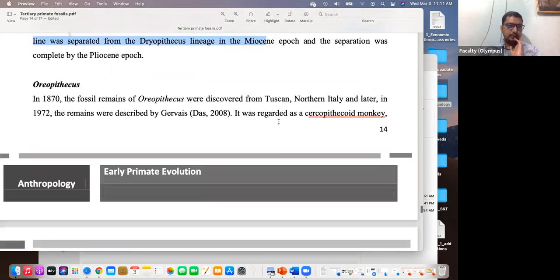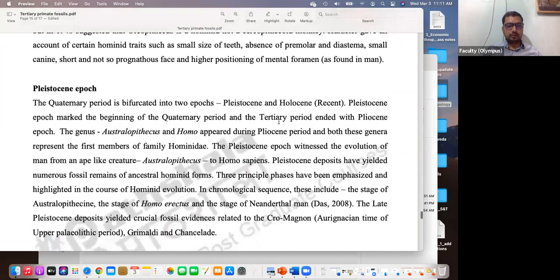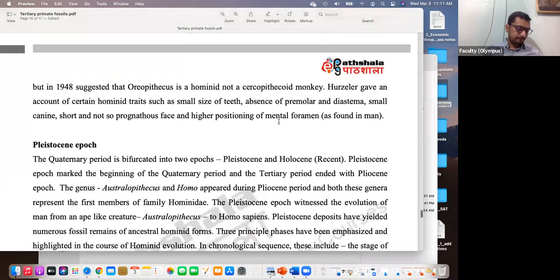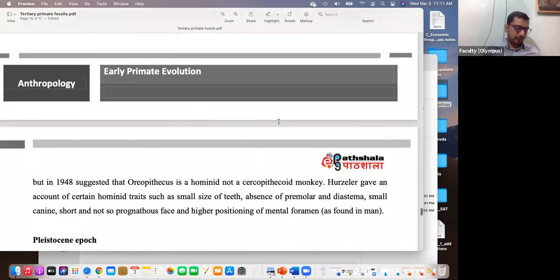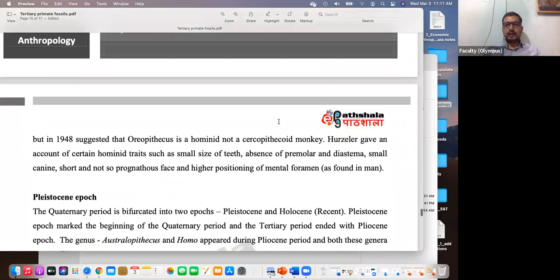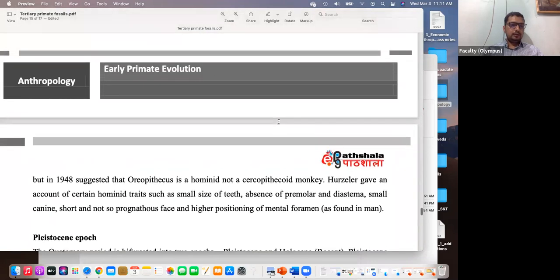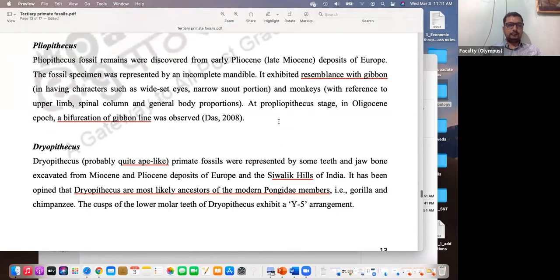Similarly, there were others like Oreopithecus. I also heard Shivapithecus. It's not mentioned in this source, but Shivapithecus was also found. Shivapithecus was also found in the Shivalik hills of India, with more orangutan-like features. So these are some examples of fossils that were found.